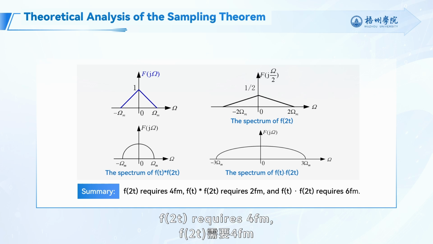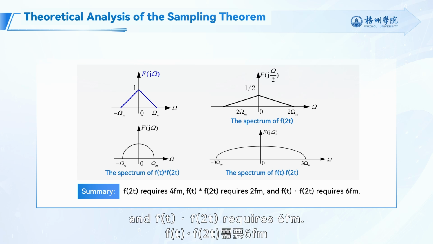Summary: f(2t) requires 4fm, f(t) convolved with f(2t) requires 2fm, and f(t) multiplied by f(2t) requires 6fm.